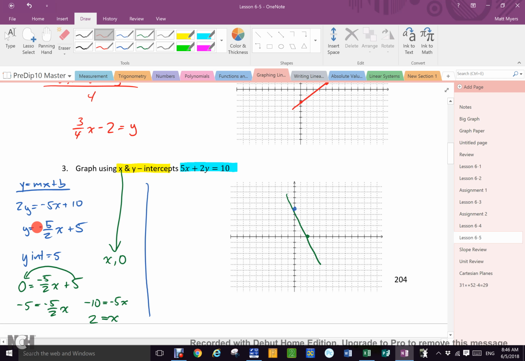Everybody good? Now, could I have done this a different way? Yes, I could have used standard form. Because you could have found that yourself. Because x, 0, and 0y, correct? If I'm looking for the x-intercept, y is 0. So what happens to that y? It disappears. 5x equals 10. X equals 2. If I'm looking for the y, what happens to the x?